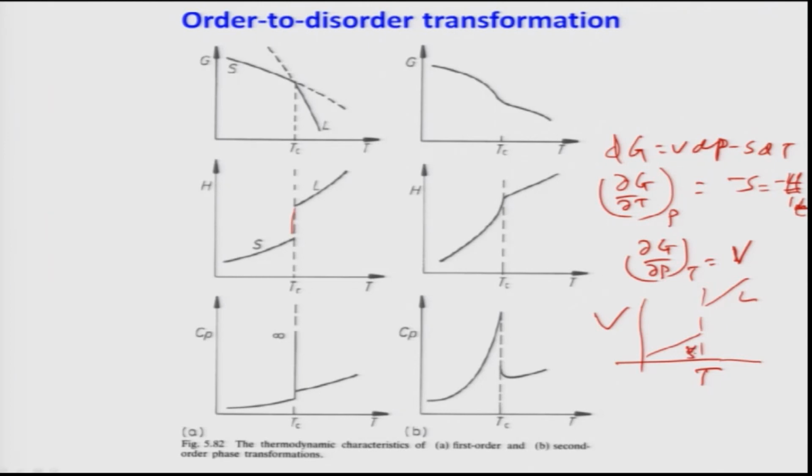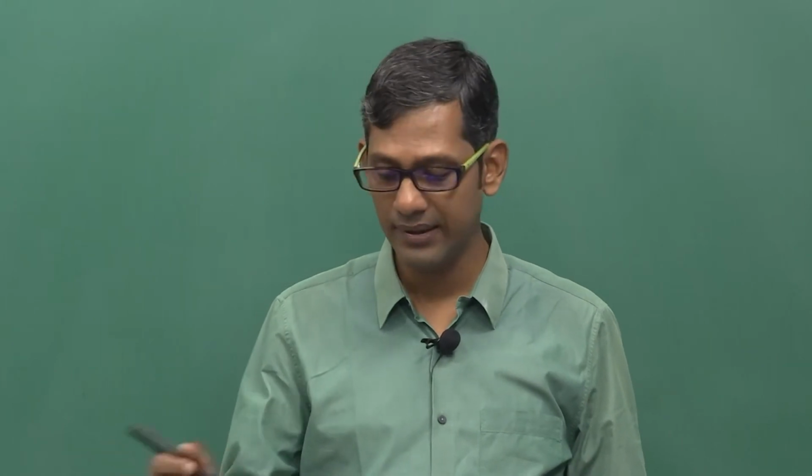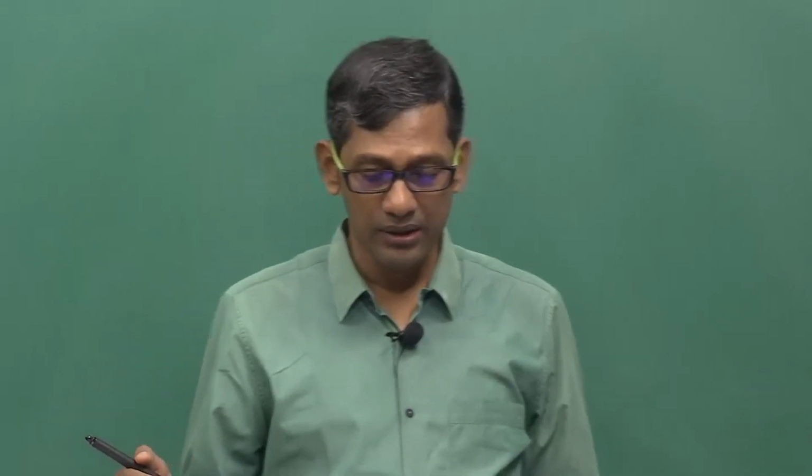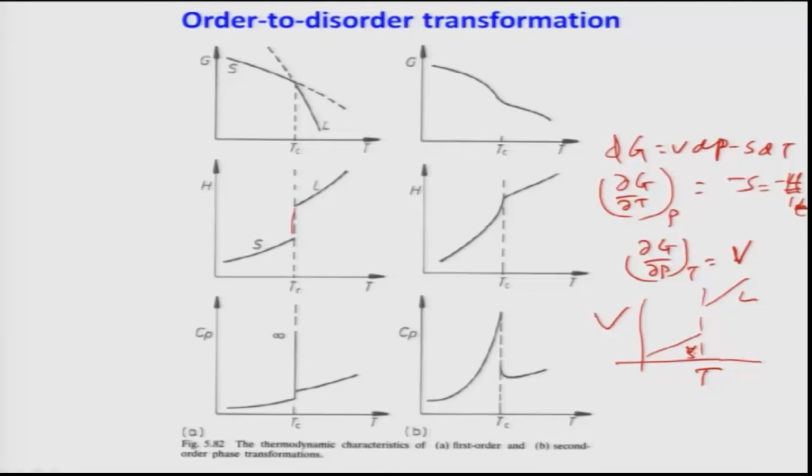Because solid is an ordered structure, the density of solid is higher, so the volume will be lower. A liquid is an open structure, so the density of liquid is lower. That is why, in first order transformations, this kind of situation will happen.